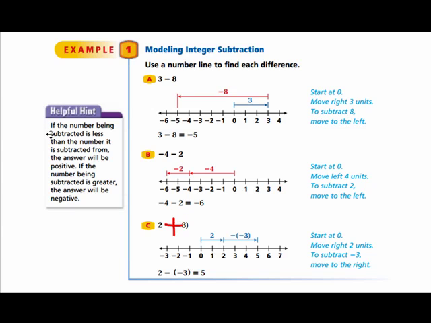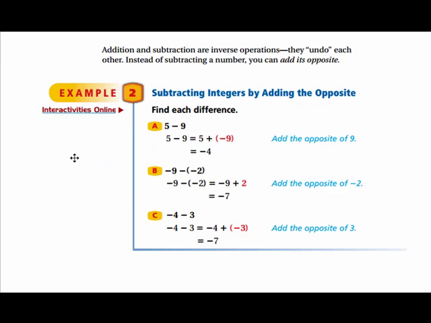If the number being subtracted is less than the number it is subtracted from, the answer will be positive. If the number being subtracted is greater, the answer will be negative. Okay, let's keep on going with this to make sure that we're getting a full understanding.